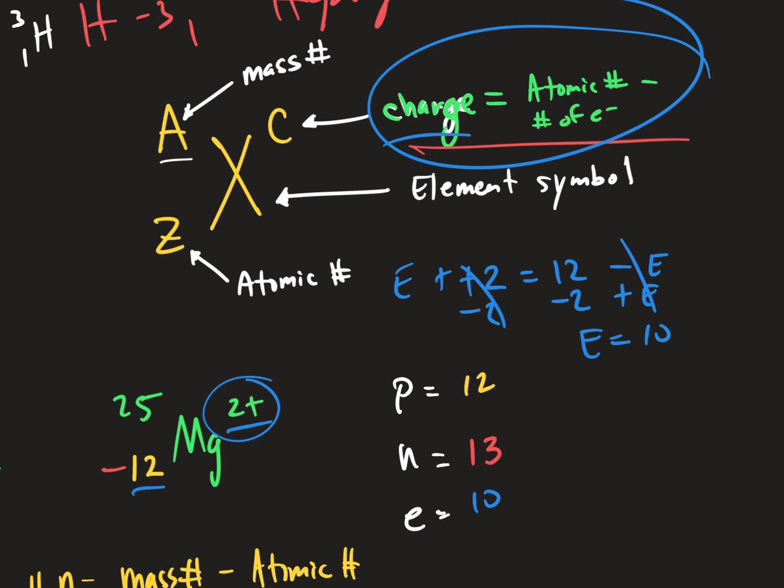We have a charge of positive 2. Does that mean we have more protons or more electrons? Oh, more protons, right? How many more? 2 more. If we have 12, that's 2 more than how many electrons we have. So we have 10. Is it the same thing, just in reverse, just in your head? It is. The same thing, just in your head. Good?